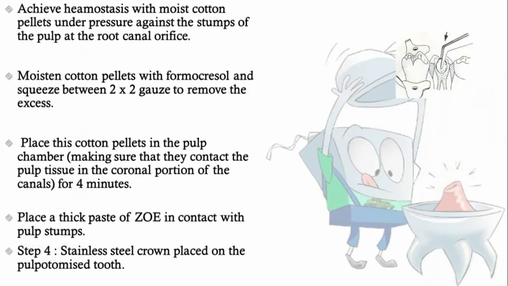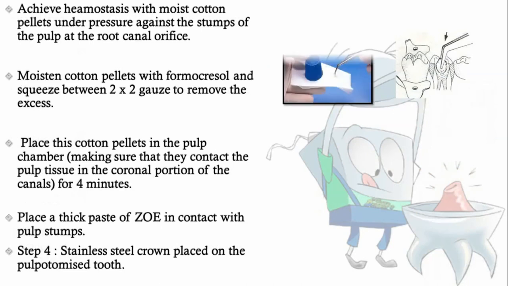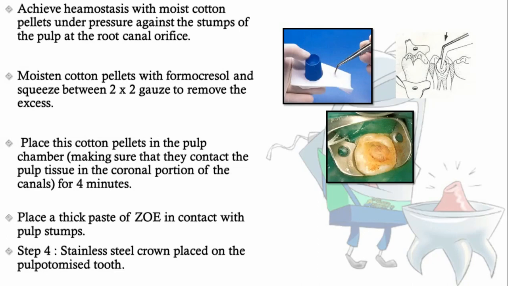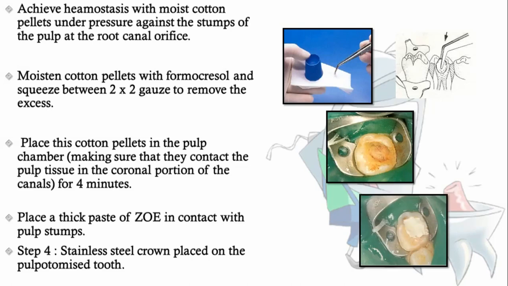Once the cavity is prepared, we need to achieve hemostasis, using a moist cotton pellet. So take a small cotton pellet, dip it in the formocresol, squeeze it, and then place it in the pulp chamber for about 4 minutes. Once you place this, you remove it after 4 minutes and check for hemostasis. If the bleeding hasn't stopped, then this tooth is not indicated for pulpotomy. If the bleeding has stopped, then you can go ahead with the pulpotomy procedure.